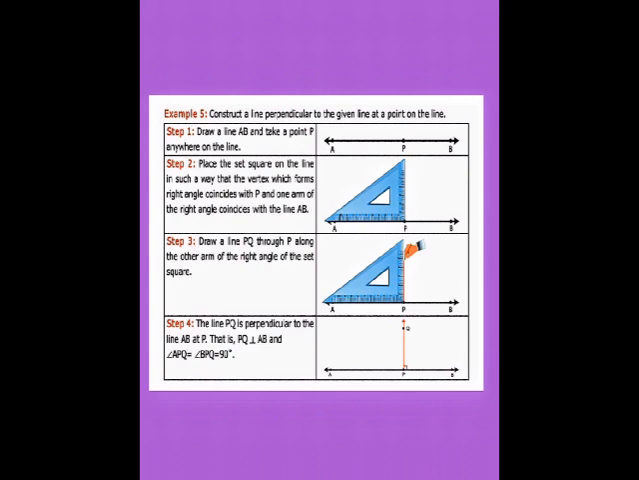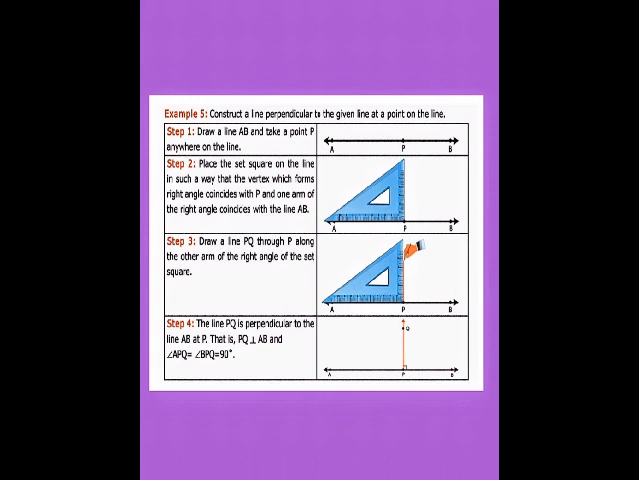Step 2. Place the set square on the line in such a way that the vertex which forms the right angle coincides with P and one arm of the right angle coincides with the line AB. We are taking the set square with one arm on P and the other arm on the line segment AB. That right angle should be on the line AB.